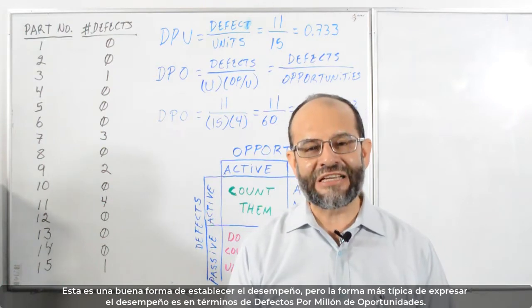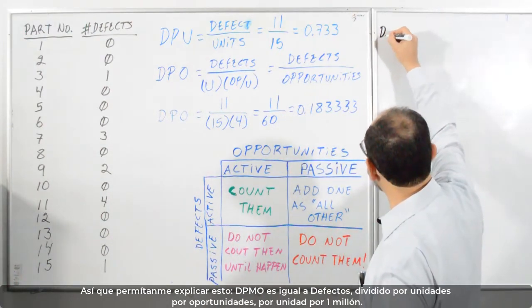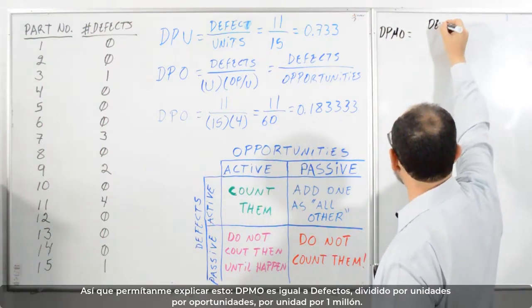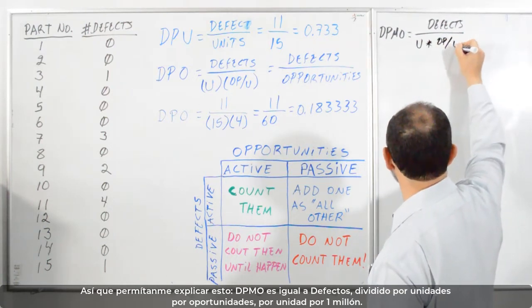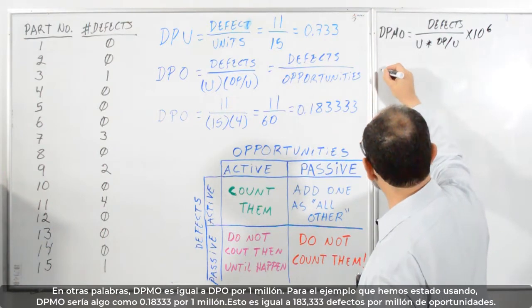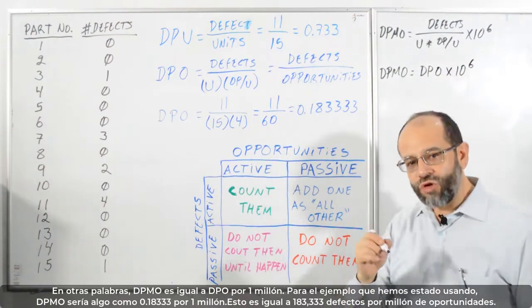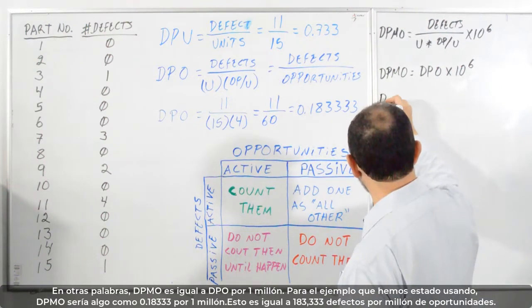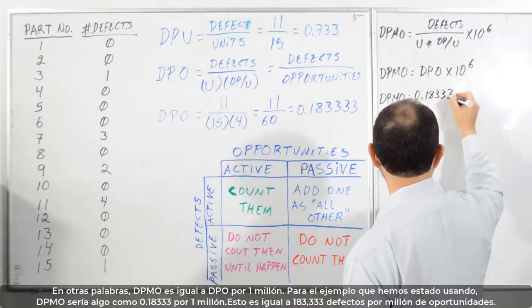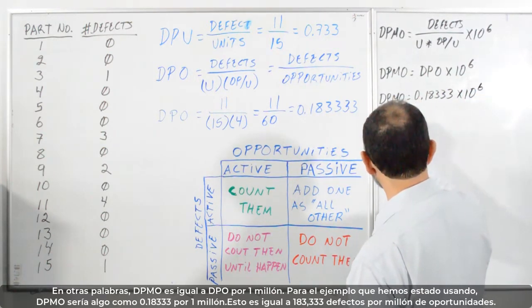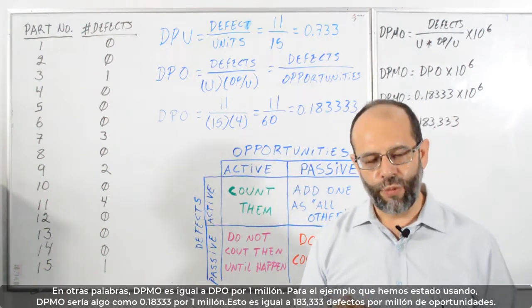That is a good way to establish the performance, but the most typical way to express the performance is in terms of defects per million opportunities. So, let me explain that. Defects per million opportunities is equal to defects divided by units times opportunities per unit times 1 million. In other words, defects per million opportunities is equal to defects per opportunity times 1 million. For the example that we are having here, DPMO would be 0.18333 times 1 million. So DPMO is equal to 183,333 defects per million opportunities.